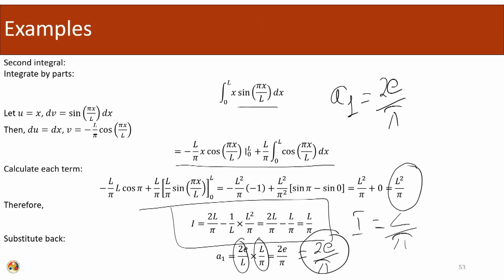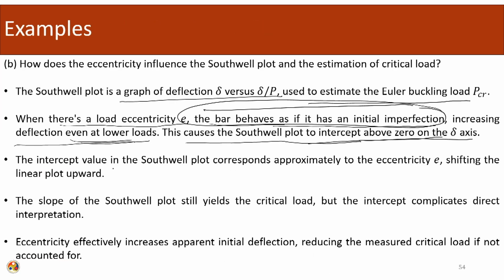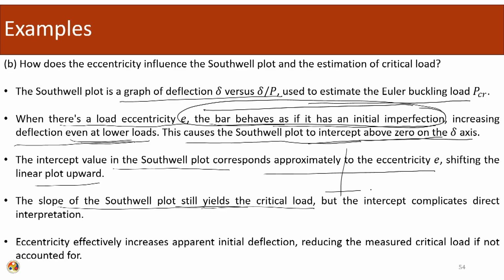The intercept value in the Southwell plot corresponds approximately to the eccentricity E, shifting the linear plot upward. The slope of the Southwell plot still yields the critical load. The slope is giving me the critical load, but the intercept complicates direct interpretation. Since there is an intercept out here, the interpretation is not straightforward.